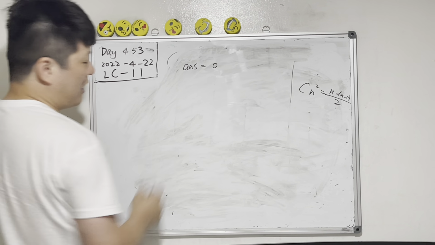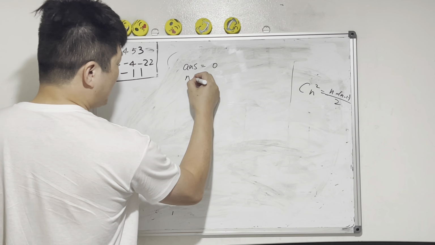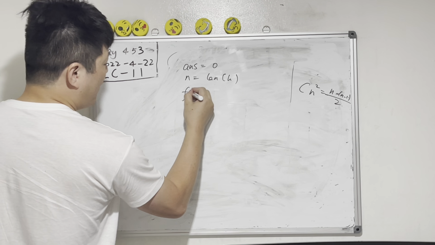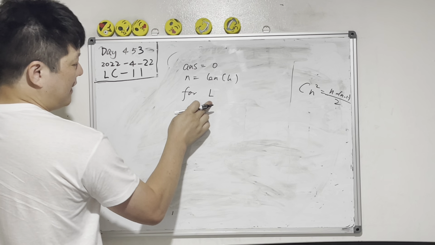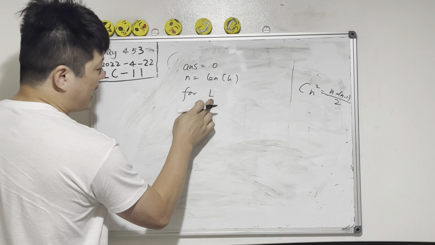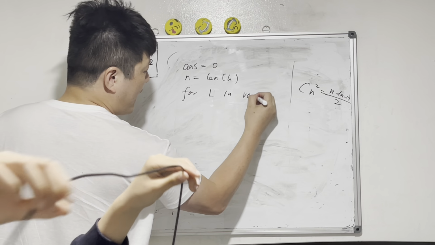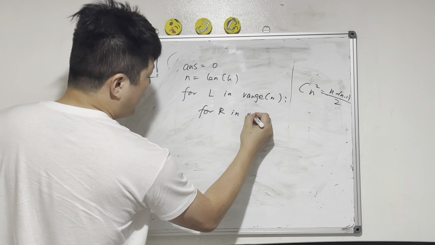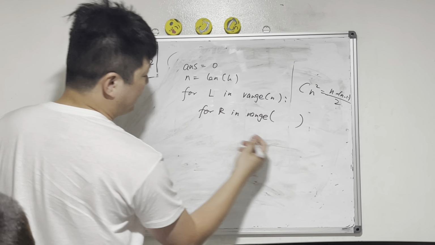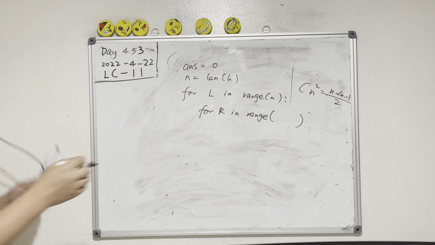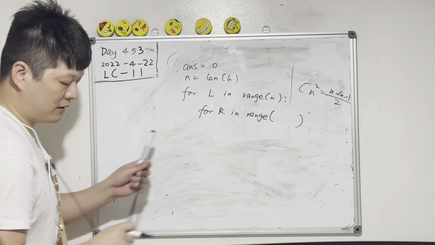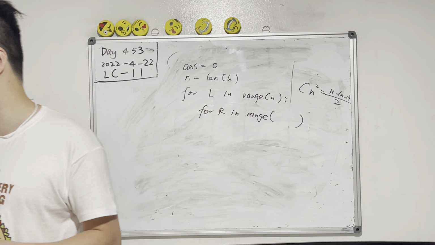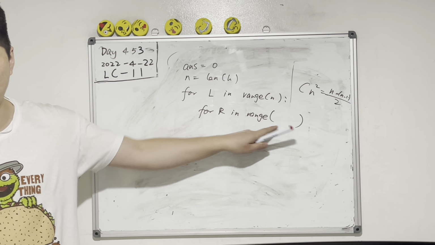The answer at the beginning is 0, since we hold no water, and n equals the length of height. h is the height of each vertical bar. Then for the index of the left bar in range n, and for the right bar in range, can you give me the parameters for the right bar? The left bar is from 0 to n, and the right bar starts from what?